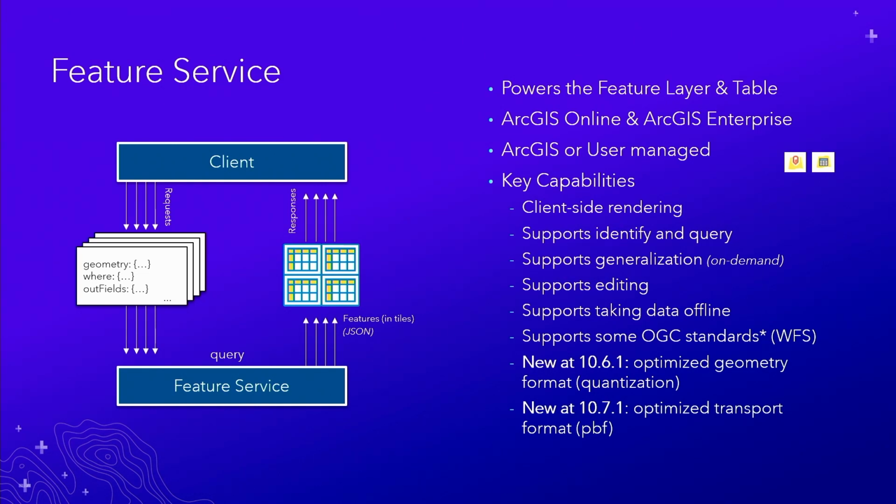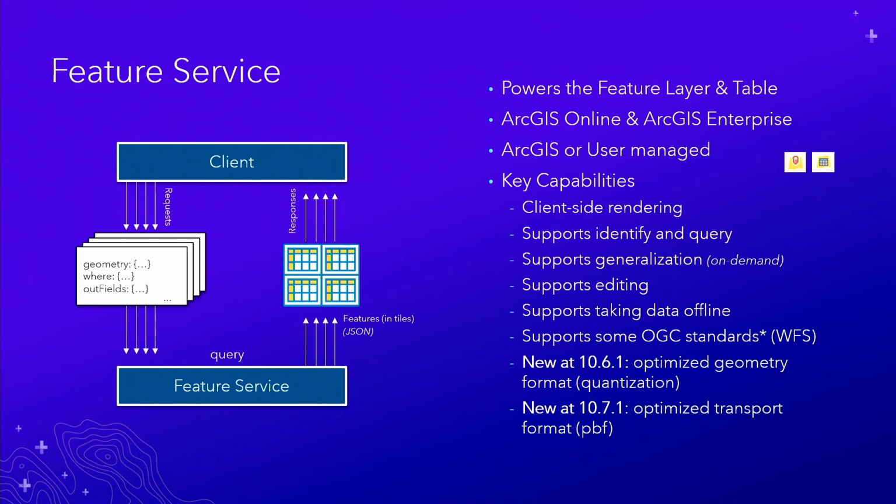So what makes the feature service unique? Well, it does all of the rendering on the client side. It does also support identify and query, and increasingly we're able to do a lot of this stuff on the client. Because the client actually has the features, we can now do some of these things without going back to the server, which, as we'll see in a demo in just a moment, provides a really rich interactive experience on the client. It does support on-demand generalization. We'll touch on that in just a minute.